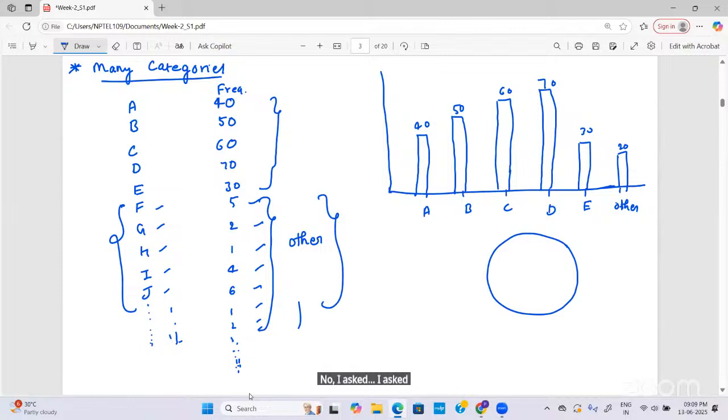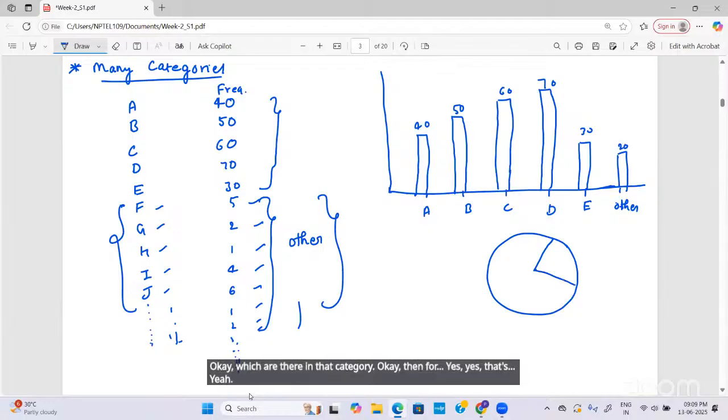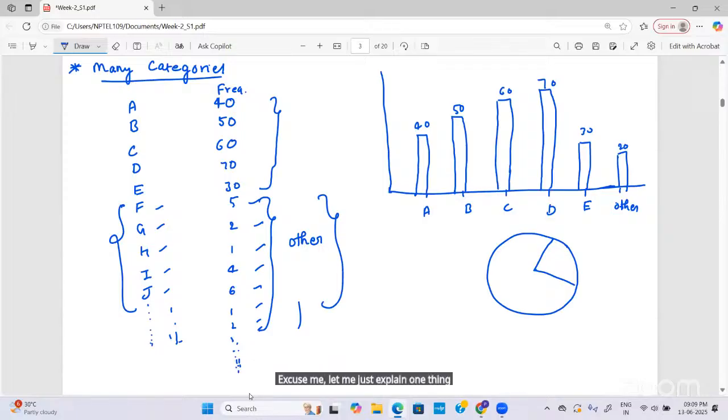I asked, okay, then if we do the same for both a pie chart and a bar chart, which will be more comfortable for better understanding in a simple manner. Excuse me, let me just explain one thing. They are confused between pie chart and bar chart. Ma'am, can you explain the first point once again?